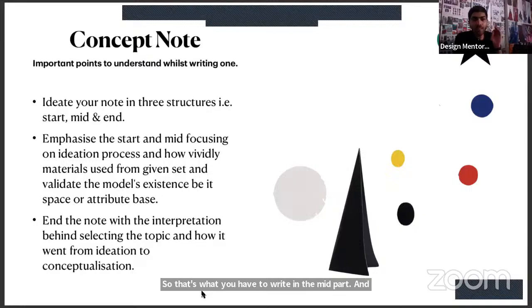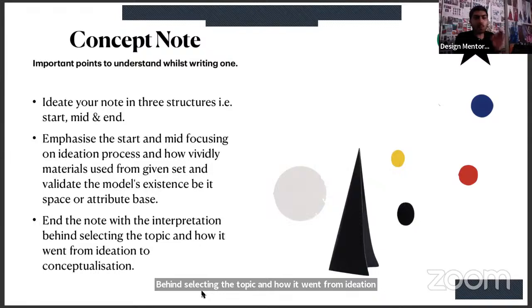And the most important, end the note with the interpretation behind selecting the topic, because you will be provided with multiple options, right? And the materials given to you sets in all those options. So end the note with what your interpretation was behind selecting the topic and how it went from ideation to conceptualization.